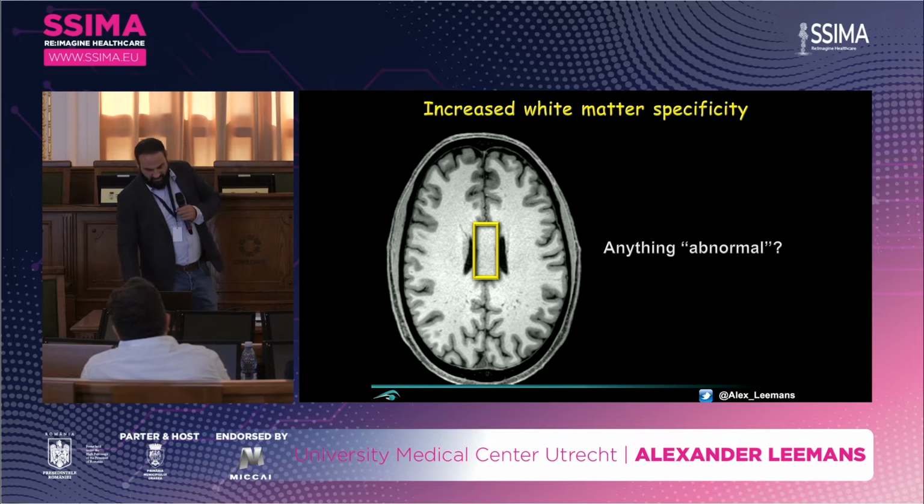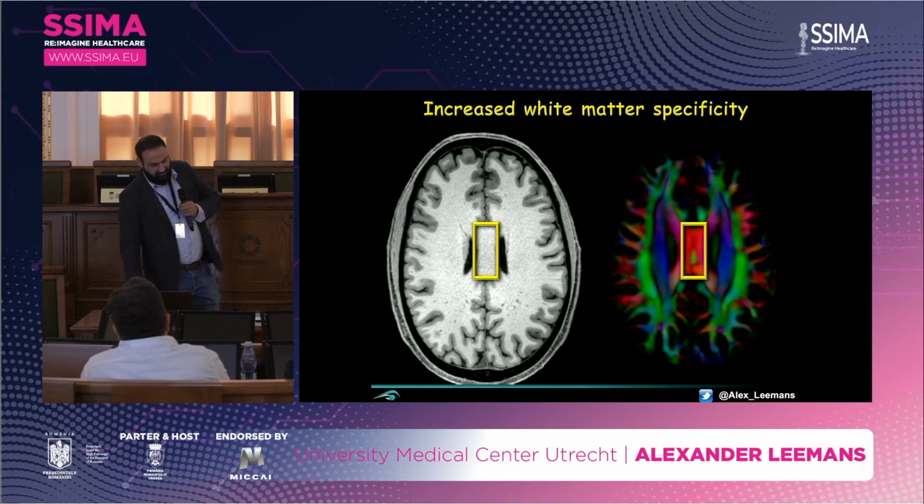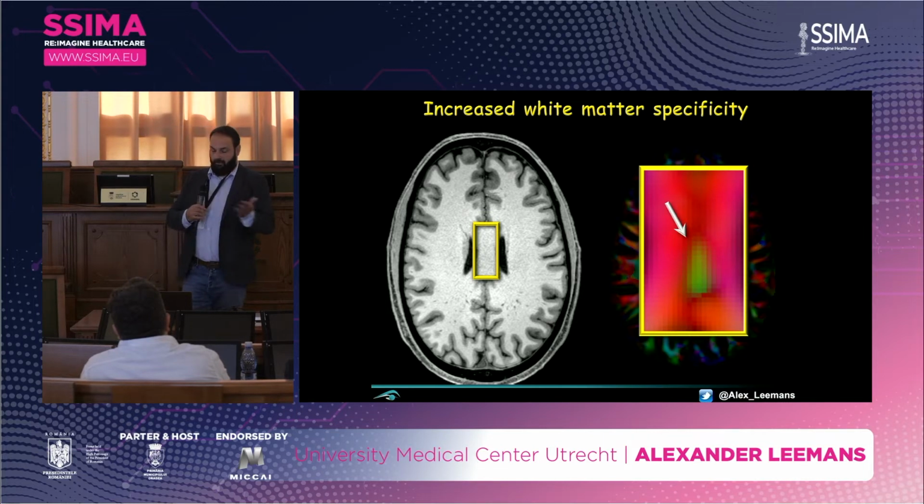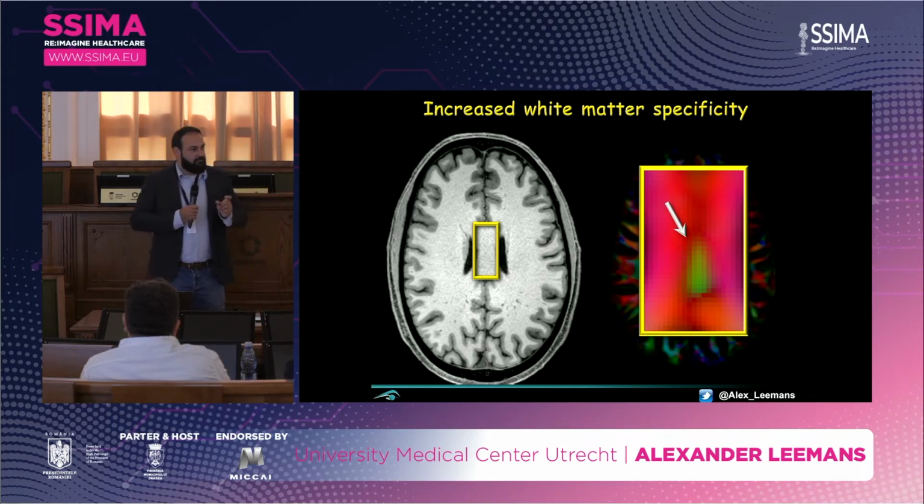Okay? But then I showed the corresponding diffusion. Let me just zoom in. Well, what do we see here? We see a green patch in the middle of a red patch. Remember, red means left, right, and that structure in the middle of the brain connecting left and right hemispheres, I mentioned before, is the corpus callosum. But there's a green patch in the middle. What's going on here?